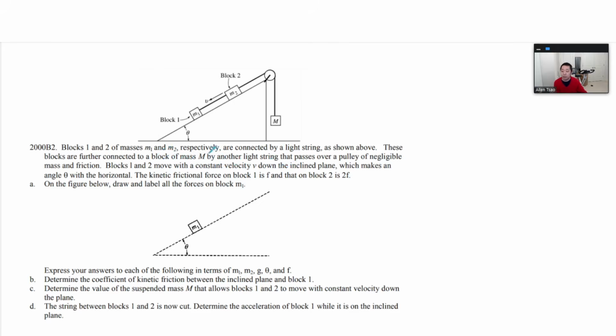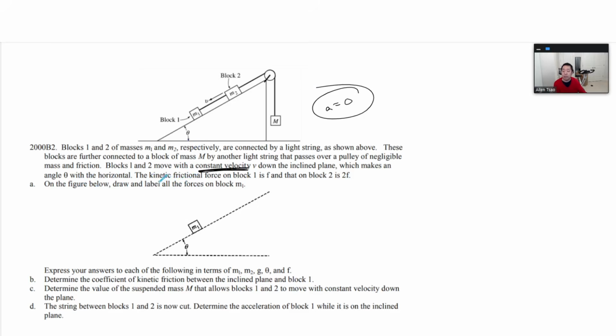Okay, what are some keywords? Blocks 1 and 2 move at constant velocity. Constant velocity is a keyword. In the note packet I linked you guys, there are some key phrases you want to think about. Constant velocity means the acceleration is 0. And that's going to be important for us when we do this problem.